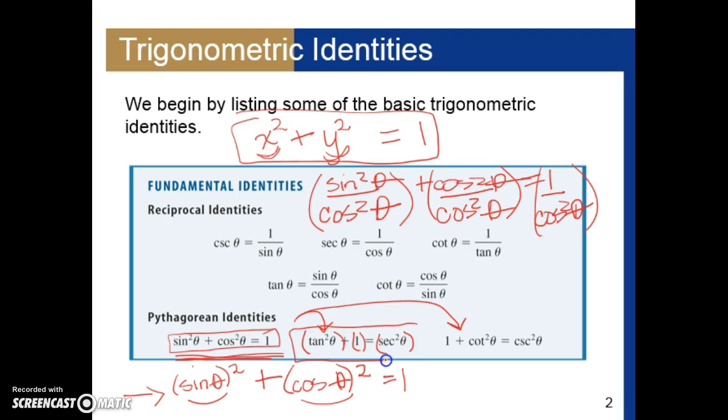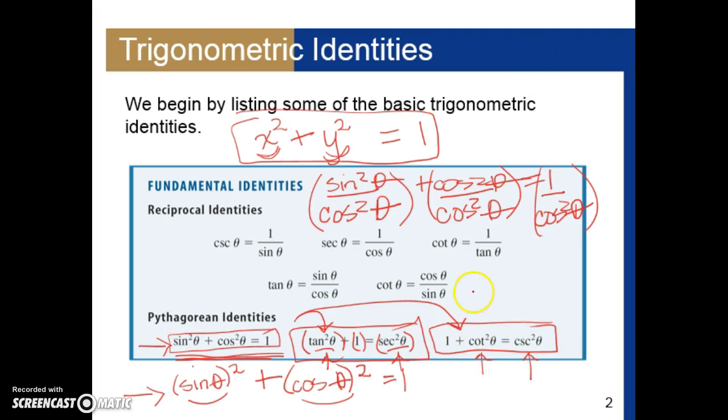This is using some algebra to change the form of the Pythagorean theorem. And we want to do that because sometimes we want to use these theorems to simplify things or to prove things, and things are not always given to us in terms of sine and cosine. Sometimes they're given to us in terms of these other trig functions. So these alternate Pythagorean identities come in handy.